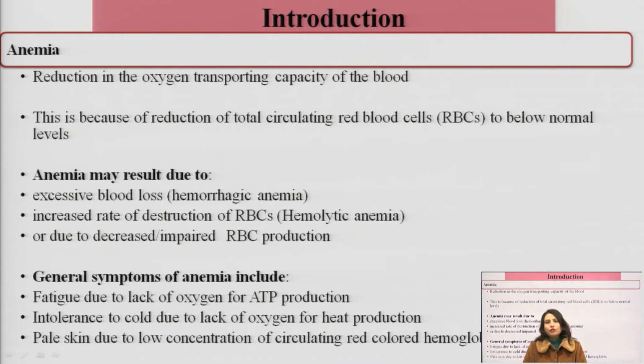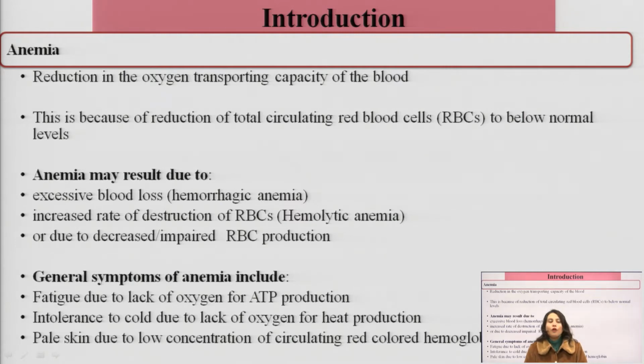Before we begin, we should know what anemia is. Anemia is basically a reduction in the oxygen transporting capacity of the blood. This is because of the reduced RBC count in the circulation, reduced levels of RBCs in the blood circulation. Anemia may result due to excessive blood loss from the body, which is also known as hemorrhagic anemia. Then there may be excessive destruction of the RBCs, which results in hemolytic anemia, or due to decreased or impaired production of the RBCs from the red bone marrow. So, this is how anemia can occur.